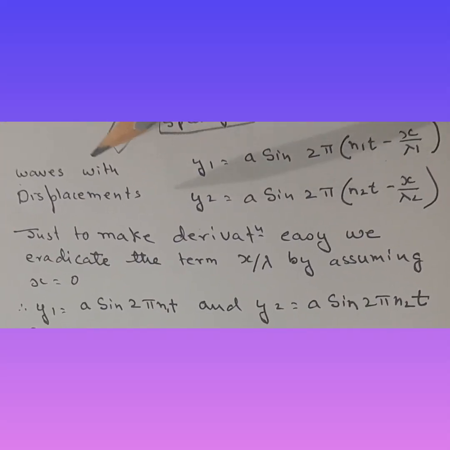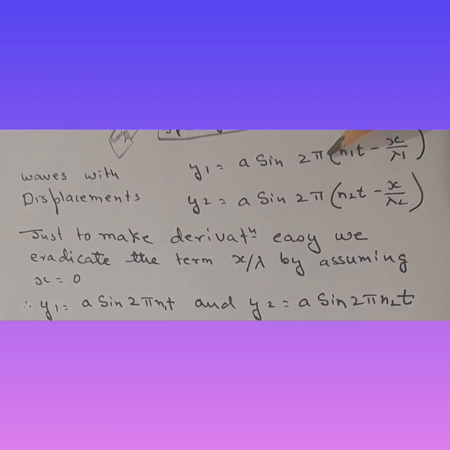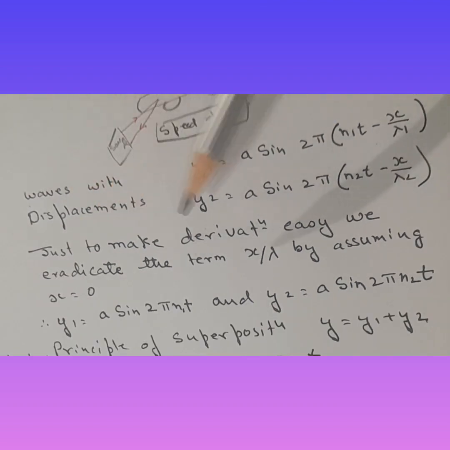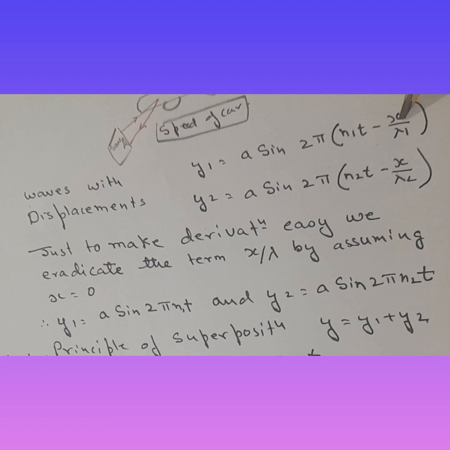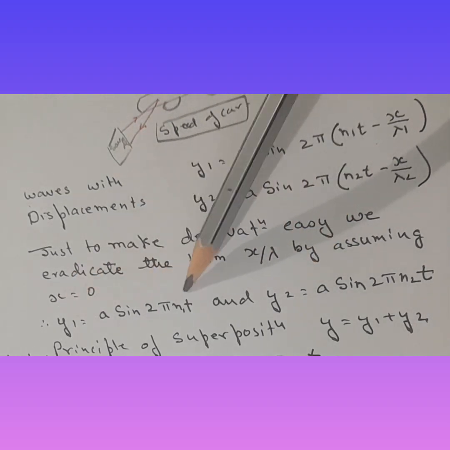Let's assume two waves with displacements y1 and y2, having the same amplitude and slightly different frequencies n1 and n2. Let us assume these waves arrive in the same phase at point x. Just to make the derivation easy, we eradicate the term x over lambda by assuming x is equal to 0. If x is equal to 0, this term disappears, and this term also disappears. So now the equations for y1 and y2 become this.